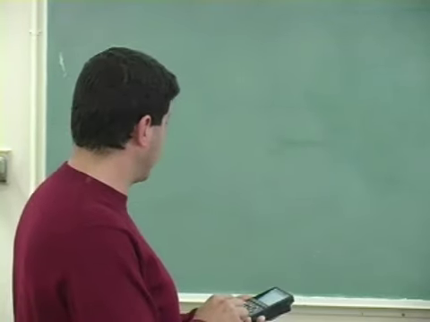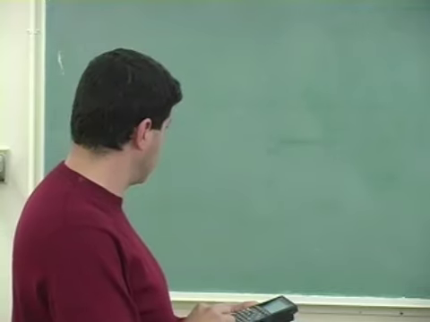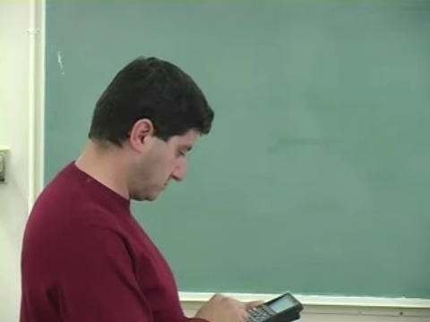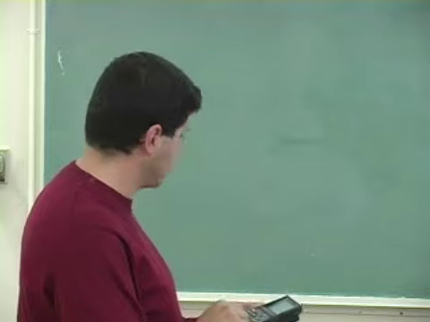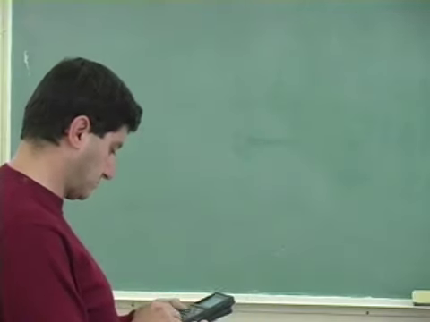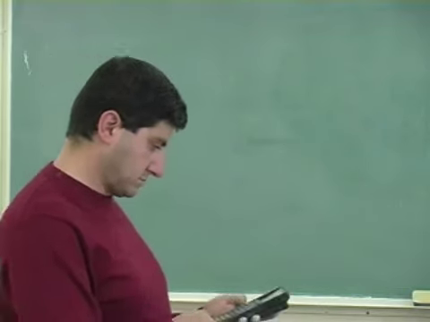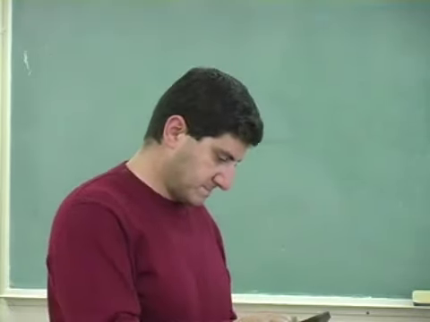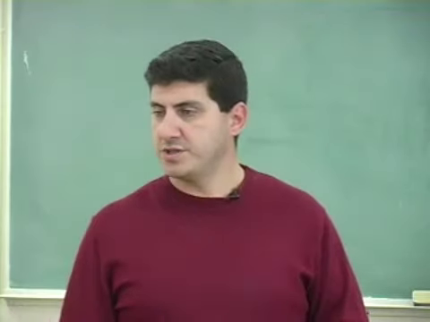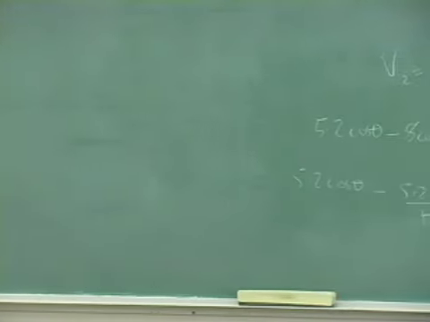5.2 cosine x. This one is a lot better. Not a lot, there aren't any parentheses or anything you have to worry about. 61.18 degrees.